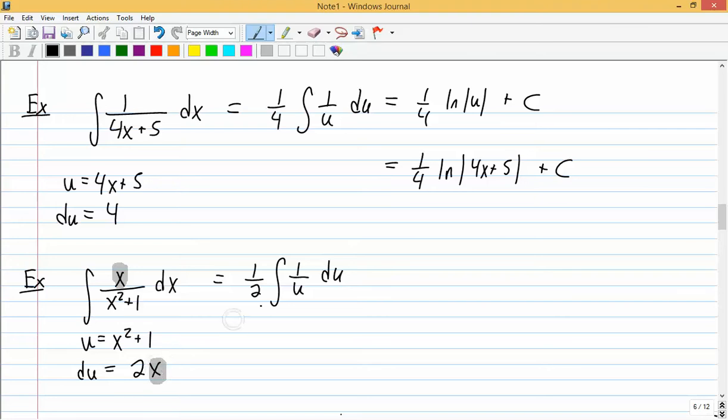Notice that when I rewrite this, I don't write my x there anymore. The x is contained in the du. Okay? So rewriting with this u substitution, the reason we rewrite is to make it simpler, and that does make it simpler. So that's equal to 1/2 times the natural log absolute value of u plus c, or 1/2 times the natural log of the absolute value of x squared plus 1 plus c.